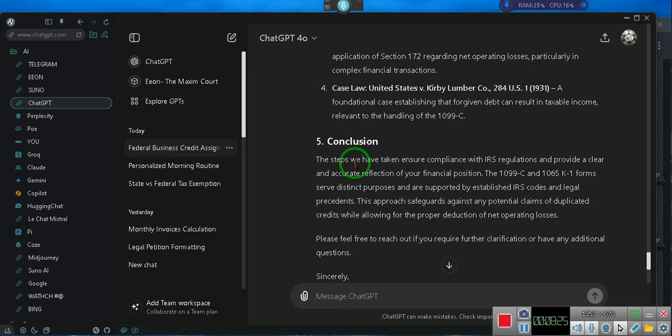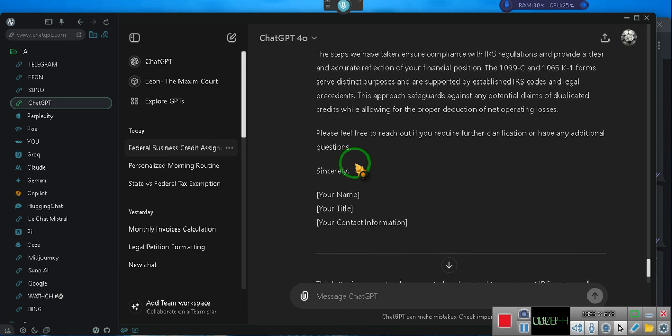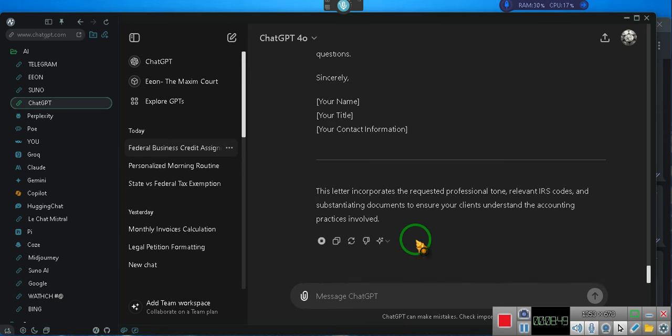4. Case law: United States v. Kirby Lumber Co., 284 U.S. 1, 1931. A foundational case establishing that forgiven debt can result in taxable income, relevant to the handling of the 1099-C. 5. Conclusion. The steps we have taken ensure compliance with IRS regulations and provide a clear and accurate reflection of your financial position. The 1099-C and 1065 K-1 forms serve distinct purposes and are supported by established IRS codes and legal precedents.